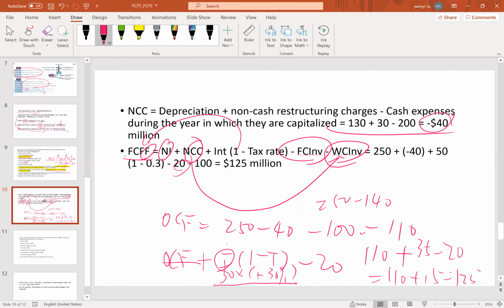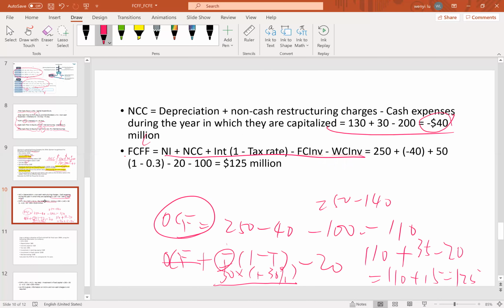In these calculations, you can directly apply our formulas, or you can use operating cash flow plus the interest expense, minus the long-term capital expenditures. That's also our free cash flow to the firm calculation.